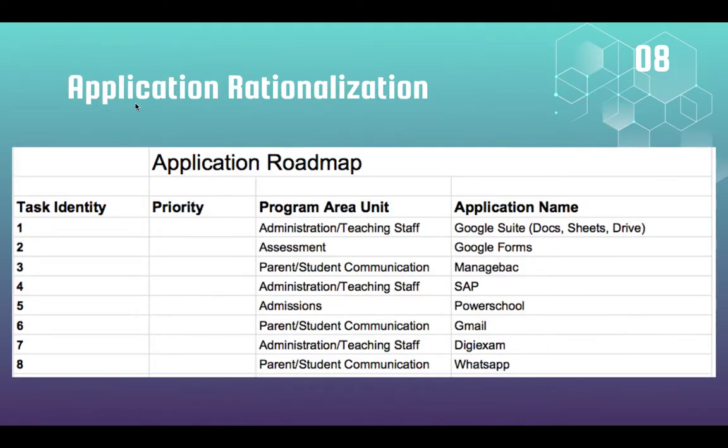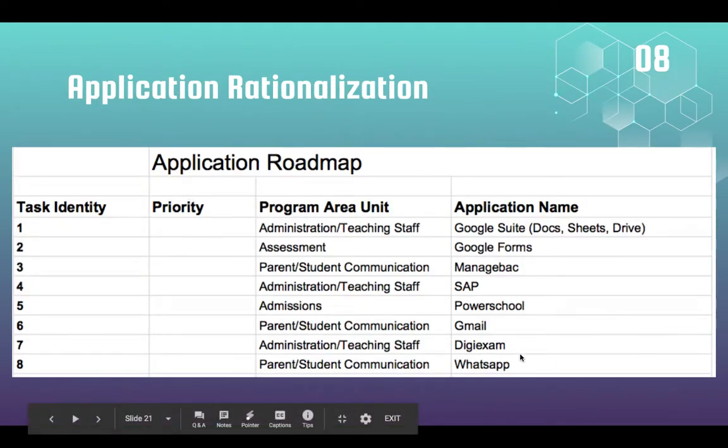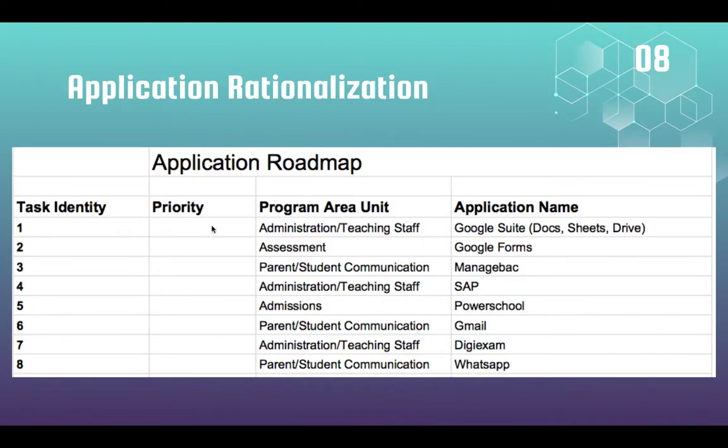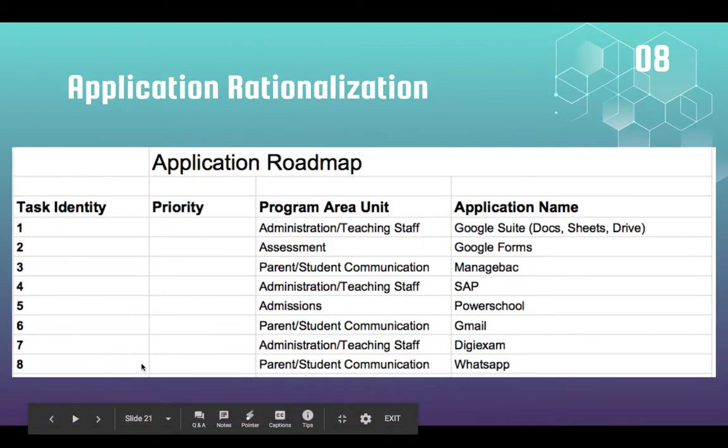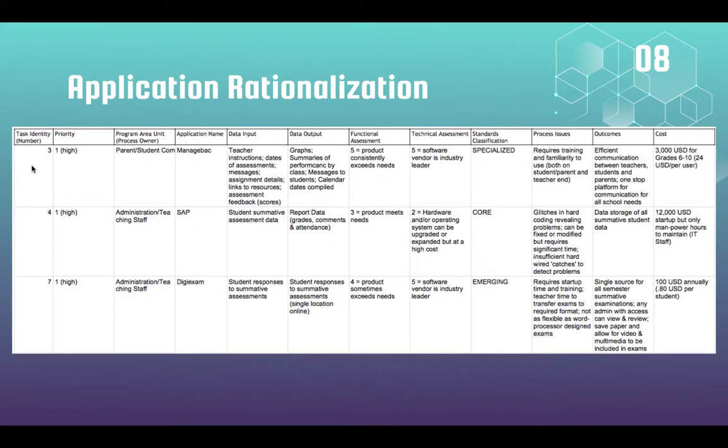In terms of application rationalization, when I submitted this assignment, we looked at a variety of different applications and numbered their tasks to give them an identity. I found 3 of them, and this one down here, DigiExam, is kind of what we were looking at as a possible solution. It would also serve other things that Achieve 3000 doesn't necessarily do, and we may keep it because it's got a very low cost of only 80 cents per student.